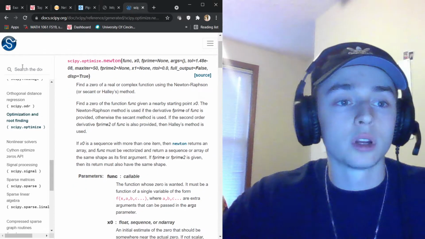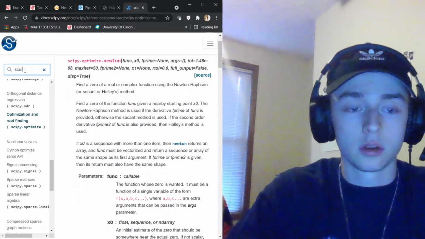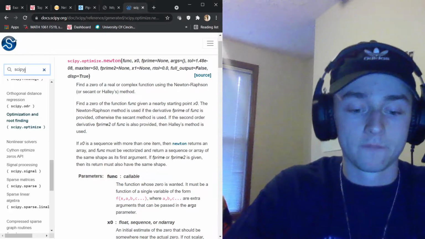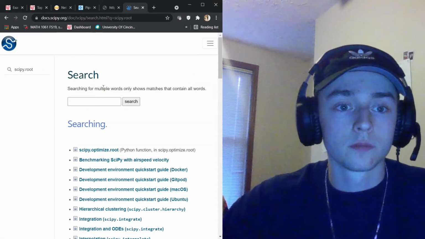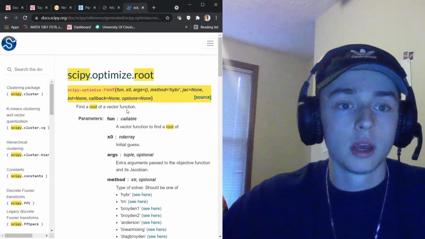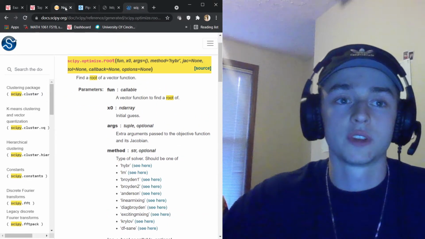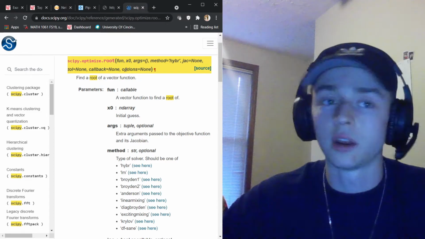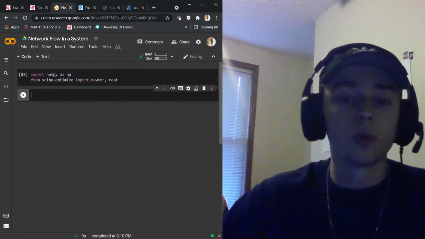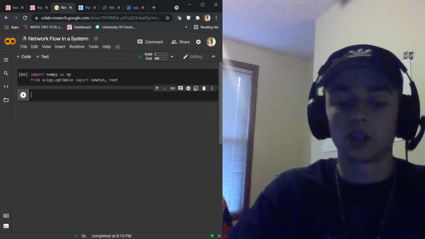And then we have root from SciPy. And so this does the same thing. What it does is just a vector function. It finds the roots of our function. So again, another zero finder. But what we're going to do initially is, after this, set up some of our constants.